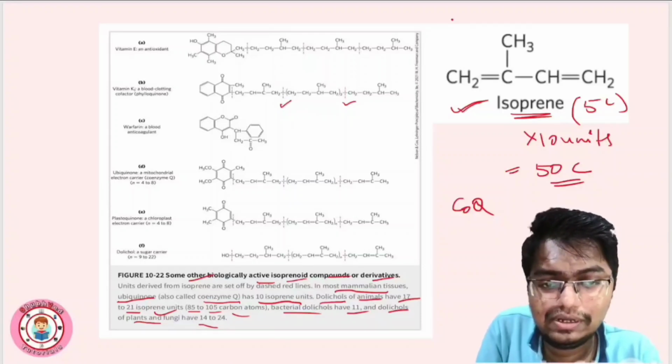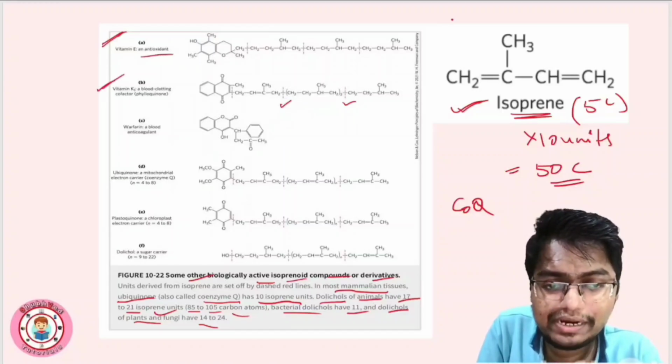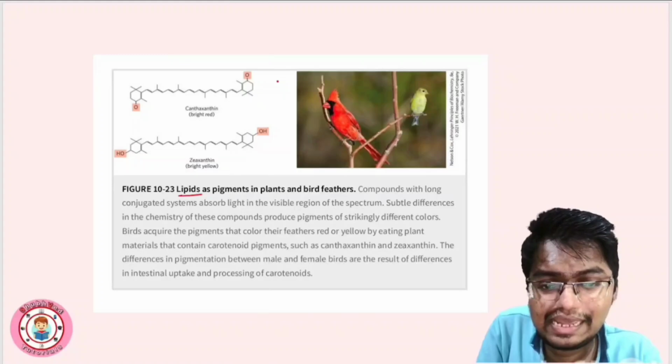Right. So here different compounds are there. Vitamin E, this is an antioxidant. Vitamin K, blood clotting cofactor. Warfarin is an anticoagulant. Ubiquinone, electron carrier, as well as plastoquinone, electron carrier. Dolichol is a sugar carrier, right?